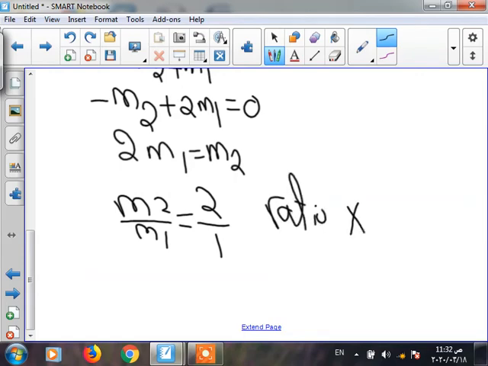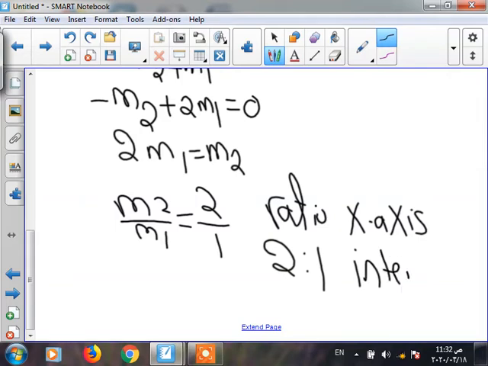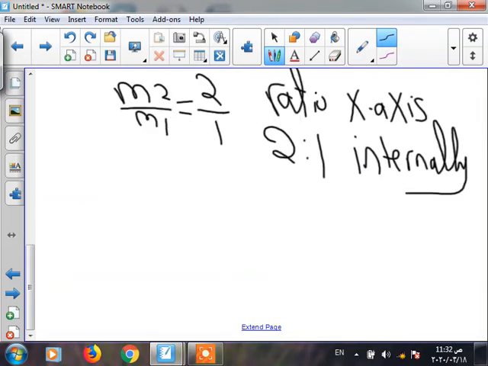That x-axis divides AB in the ratio 2 to 1, and because it's positive, it's going to be internal. If it's negative, it's going to be external. Let's talk about the point C.